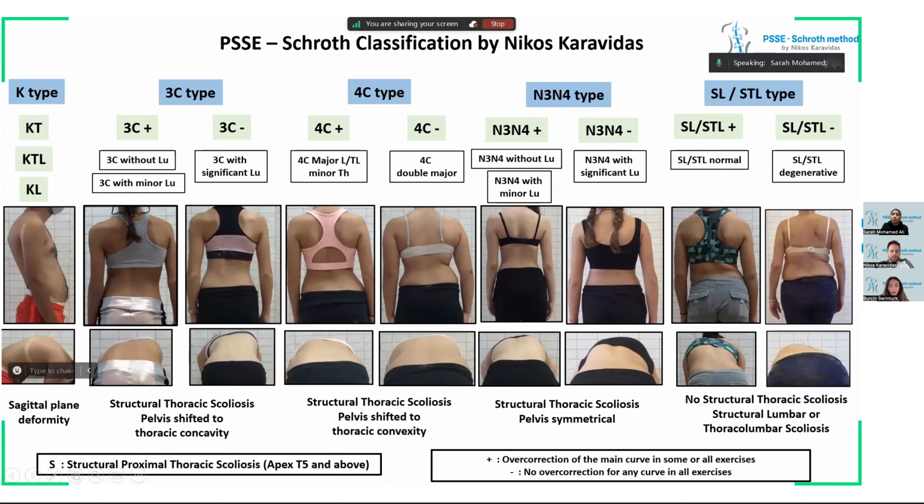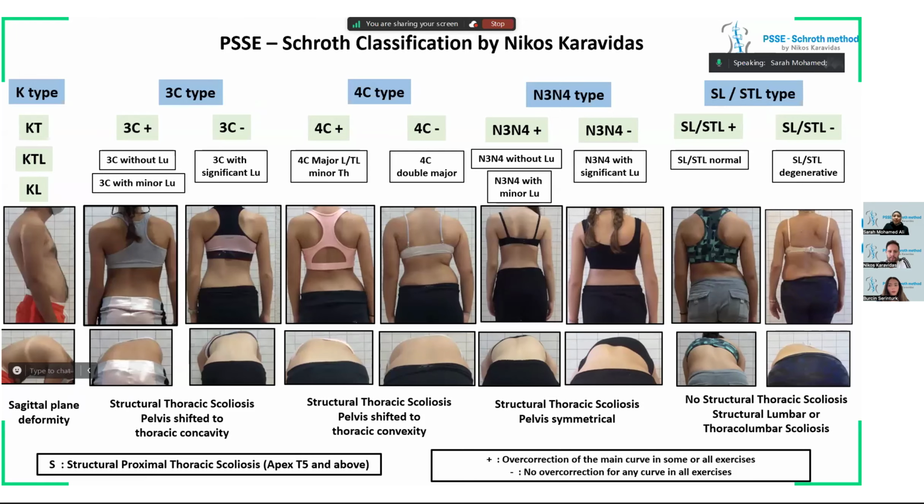Okay, if the answer to my first question was no, it means that I don't have a structural thoracic scoliosis. So I will ask myself, do I have a lumbar or thoracolumbar curve? If yes, it means that this curve type is called single lumbar or single thoracolumbar type. Usually in the single curves, we can allow an overcorrection, but we have this plus or minus. We will talk about the minus second; it's mainly about the degenerative scoliosis. Okay. Now we will talk about the plus sign.